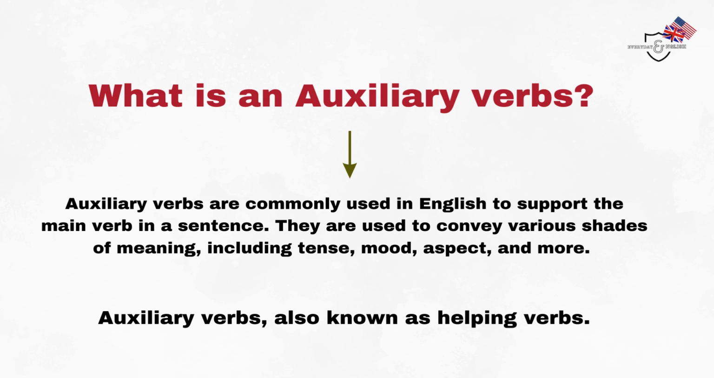What is an auxiliary verb? Auxiliary verbs are commonly used in English to support the main verb in a sentence. They are used to convey various shades of meaning, including tense, mood, aspect, and more. Auxiliary verbs, also known as helping verbs.